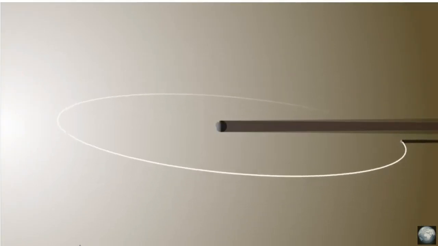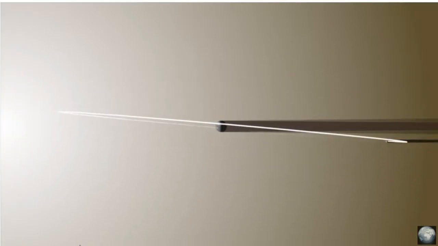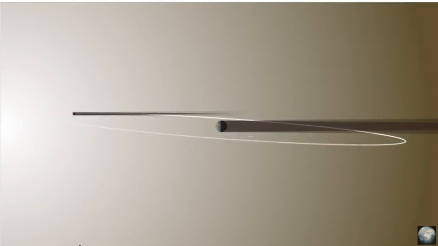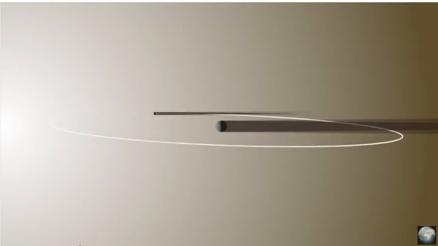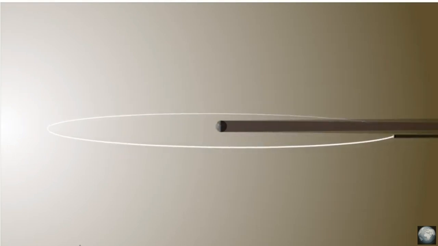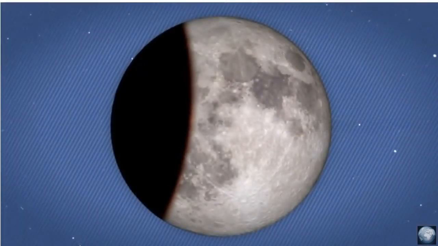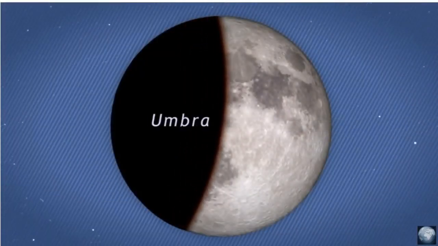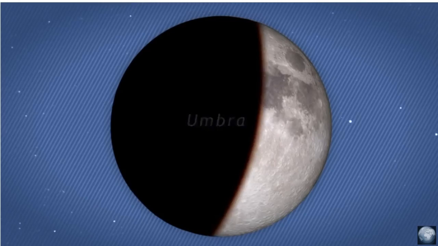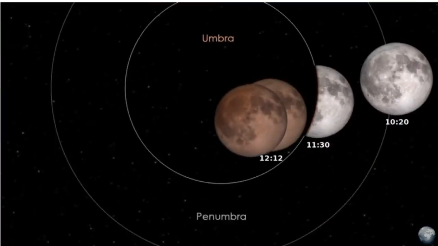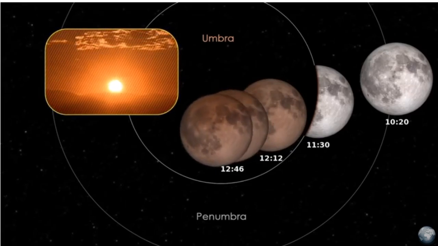Throughout the year, the moon's orbital tilt remains fixed with respect to the stars, meaning that it changes with respect to the sun. About twice a year, this puts the moon in just the right position to pass through the Earth's shadow, causing a lunar eclipse. As the moon passes into the central part of the Earth's shadow, called the umbra, it darkens dramatically. Once it's entirely within the umbra, the moon appears a dim red due to sunlight scattered through the Earth's atmosphere.